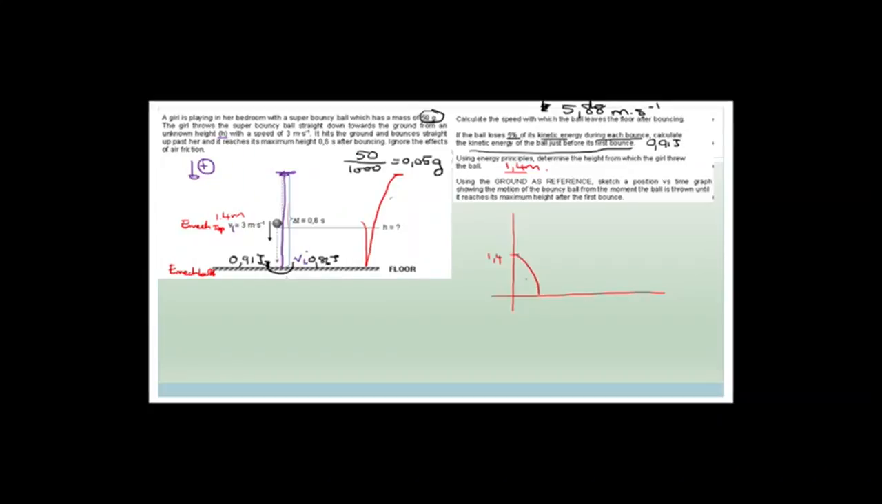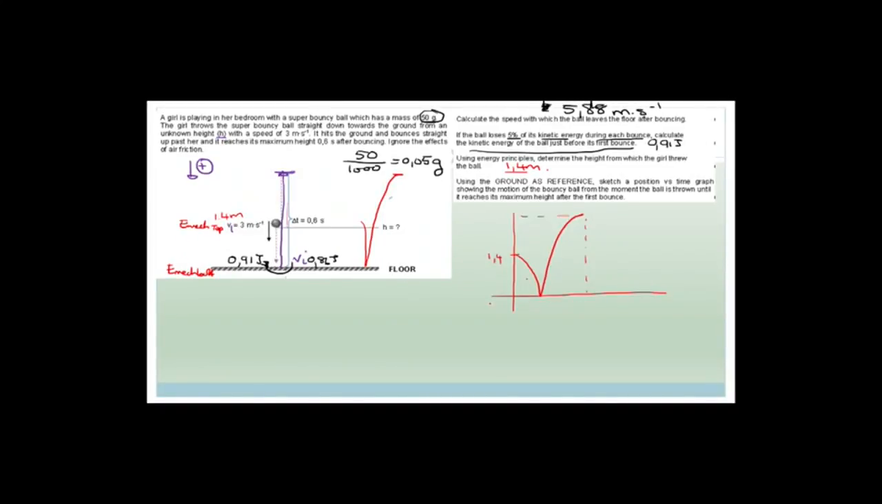So it comes down, hits the ground, and goes up, as you can see. We don't know what that maximum height is, but we do know that this time period takes 0.6 seconds. They don't actually ask you to plot anything else. So this would be y in meters, and this would be time in seconds. And obviously you would say that this is a position versus time graph. You always have to have a heading. The position versus time graphs are the easiest ones, especially if the ground is the reference, because it appears exactly as you would expect the action to be.